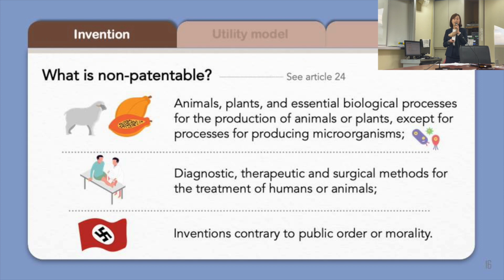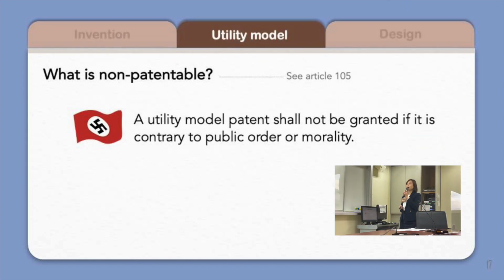Second, in order to let doctors have proper treatment, diagnosis, medication, surgical methods, and therapy of humans or animals are non-patentable. Third, an invention which violates public order or morality is non-patentable. And for utility model, it's quite straightforward. It cannot violate public order or morality.